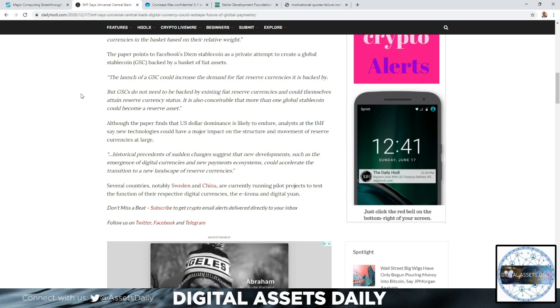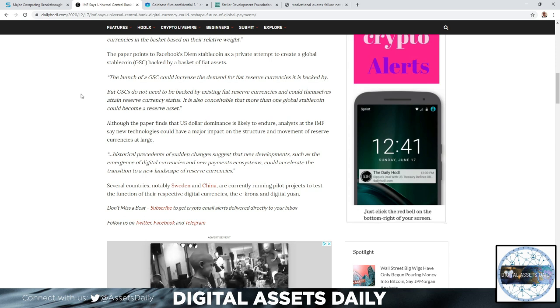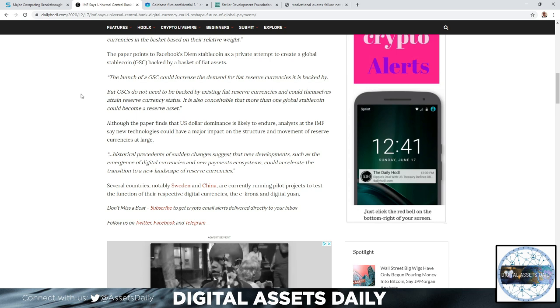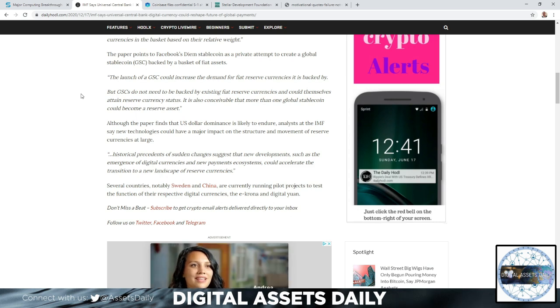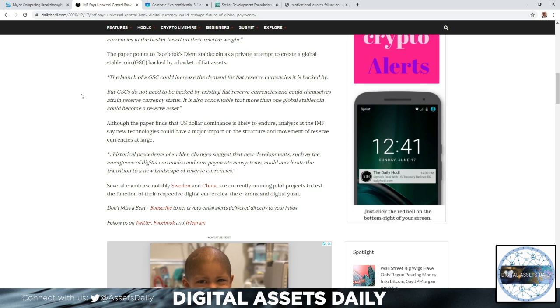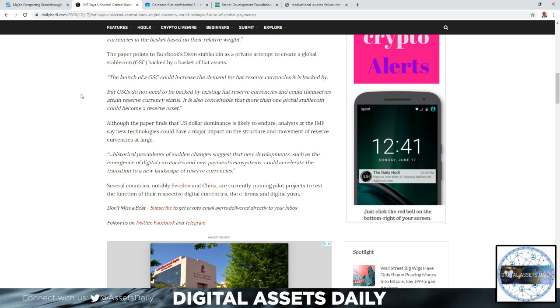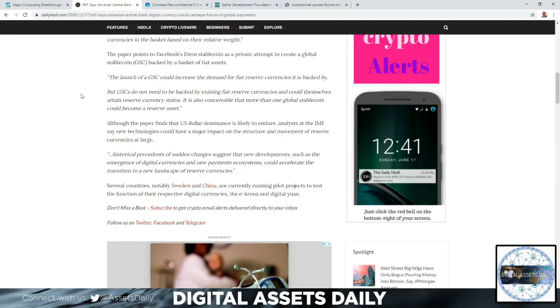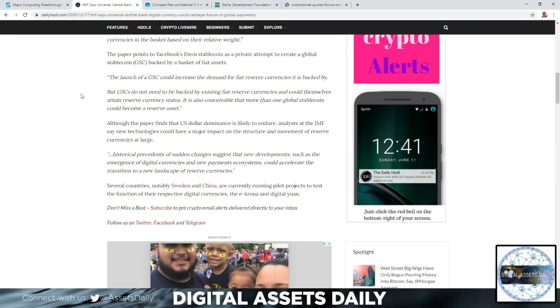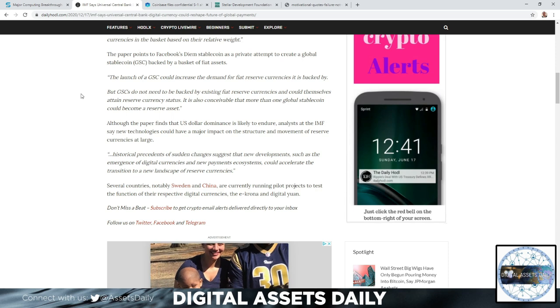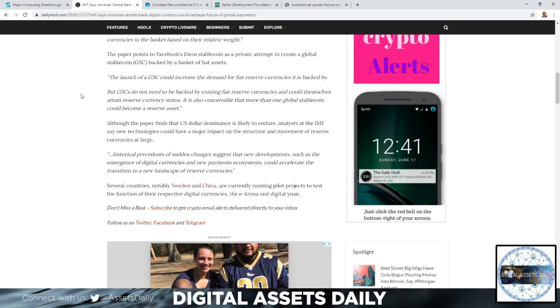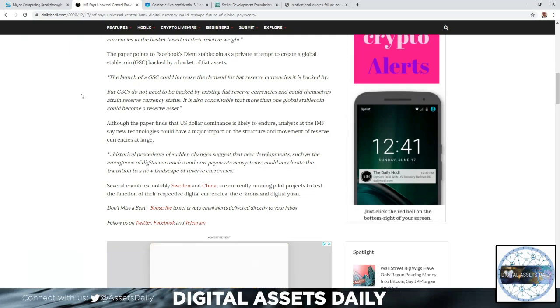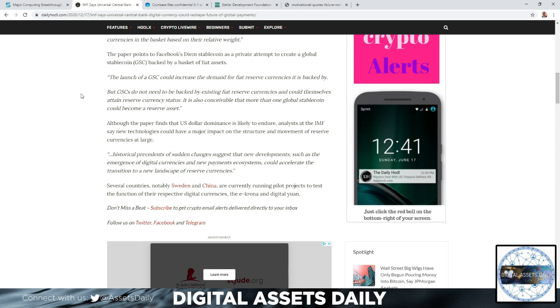The launch of a GSC could increase the demand for the fiat reserve currencies it is backed by, but GSCs do not need to be backed by existing fiat reserve currencies and could themselves attain reserve currency status. It is also conceivable that more than one global stablecoin could become a reserve asset. And that's pretty much the way we've always believed it to be. Most likely, each country, or area I should say, would have their own reserve currency, their own stablecoin or digital asset.